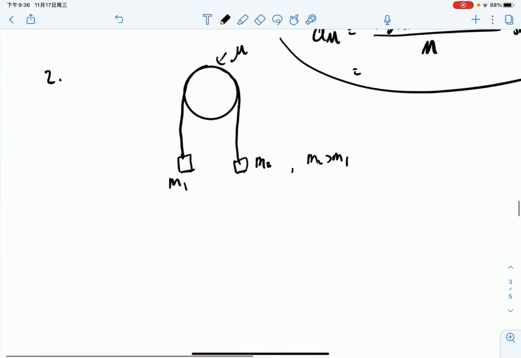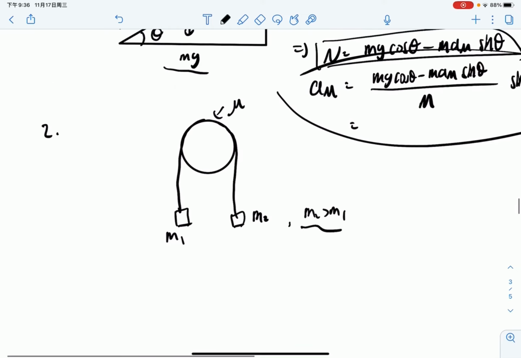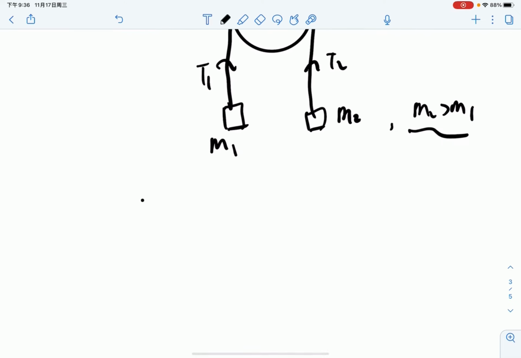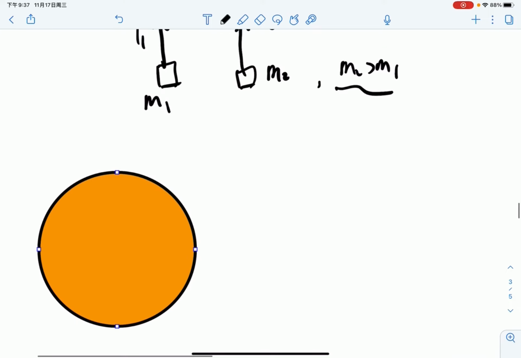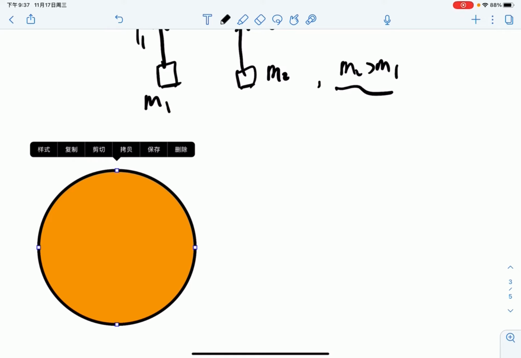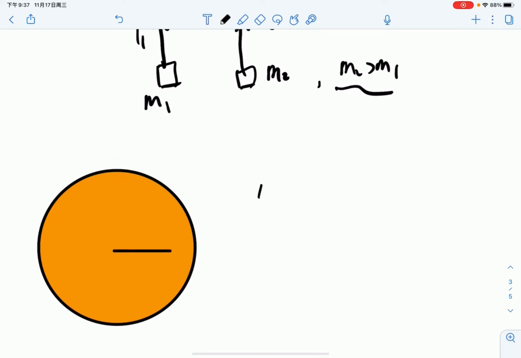Now moving on, we're going to see how the tension is different for this case. And here's T1 and here's T2. And let me draw the diagram. Okay, whatever. And for a certain theta, and here we go.